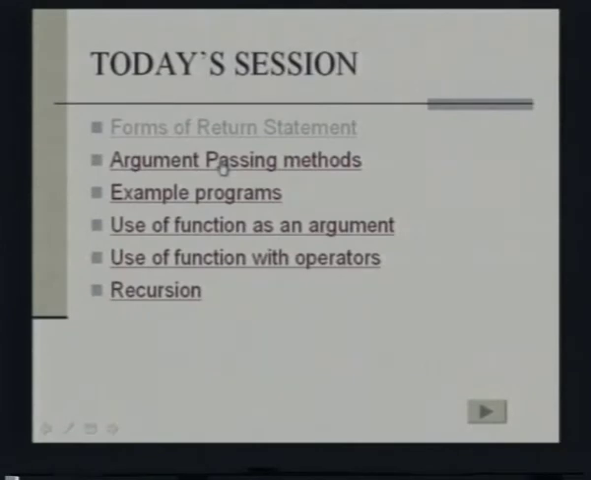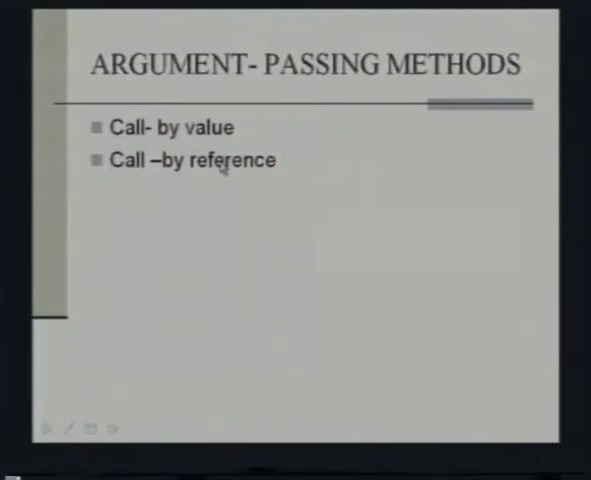Next we move over to the argument passing methods. We know there are two types of arguments, actual arguments and formal arguments. The variables that follow a function call or a function definition are called the arguments. The variables in a function call are called actual arguments. The variables in a function definition are called formal arguments.